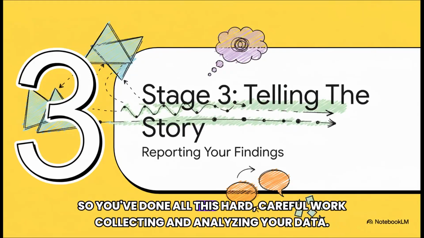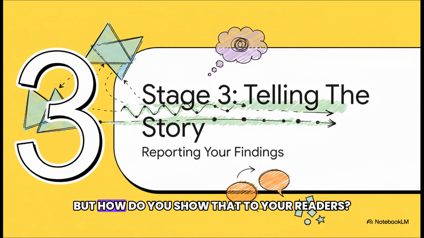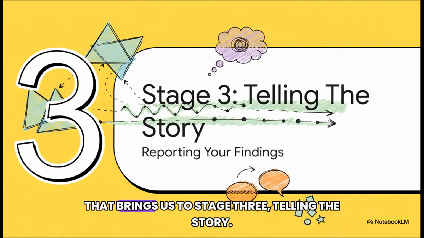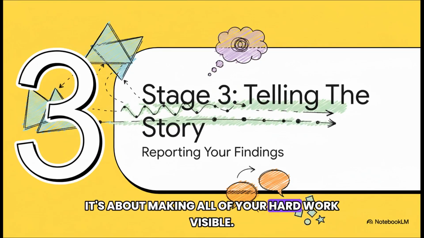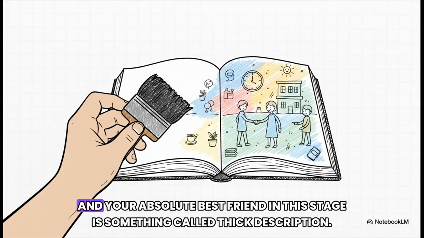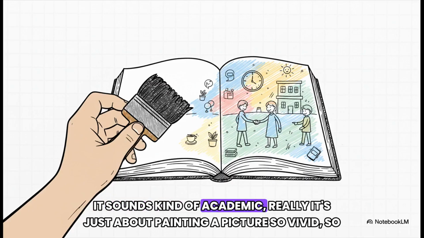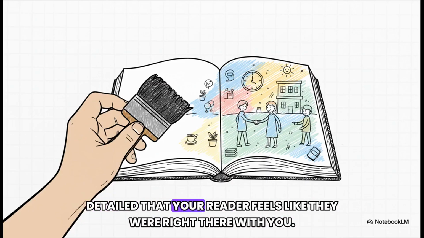So you've done all this hard, careful work collecting and analyzing your data. But how do you show that to your readers? That brings us to stage 3, telling the story. This is not just writing things down, it's about making all of your hard work visible. And your absolute best friend in this stage is something called thick description. It sounds kind of academic, but really it's just about painting a picture so vivid, so detailed that your reader feels like they were right there with you.